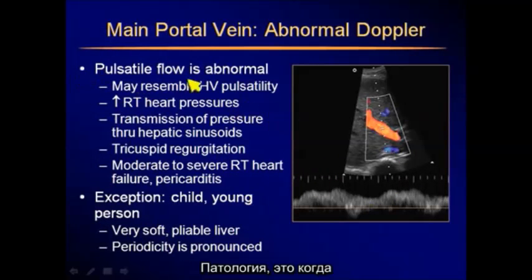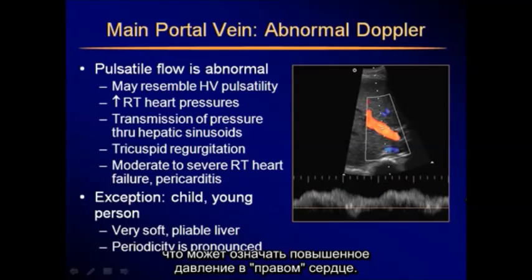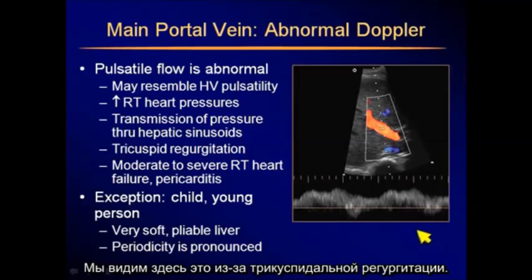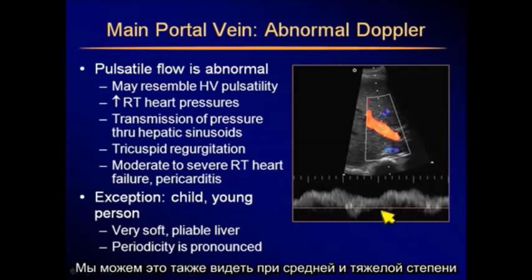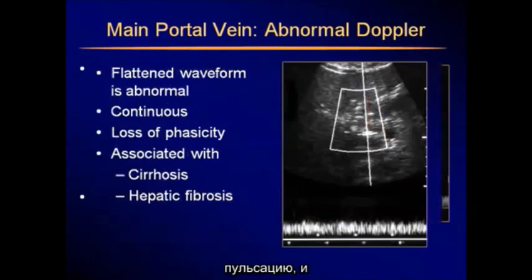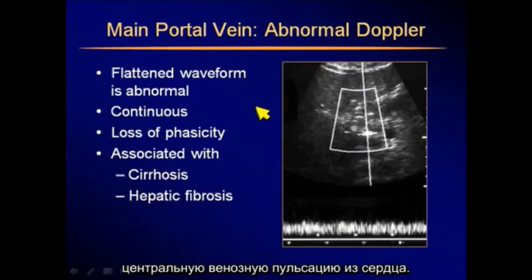What's abnormal? Well, abnormal is when that flow becomes too pulsatile. It may then start resembling hepatic vein pulsatility, and that would mean that there's elevated right heart pressures and there's transmission of pressure through the sinusoids into the veins. We can see this with tricuspid regurgitation. We can see it with moderate to severe right heart failure or pericarditis. The exception would be in the young child, where the liver is so soft and pliable that it can actually transmit cardiac pulsations and central venous pulsations from the heart.